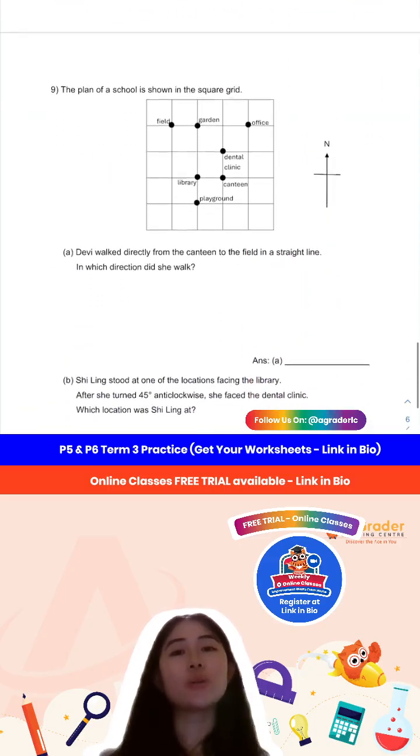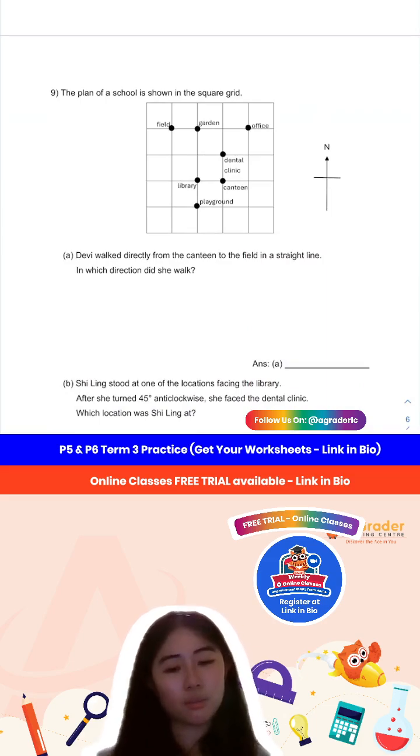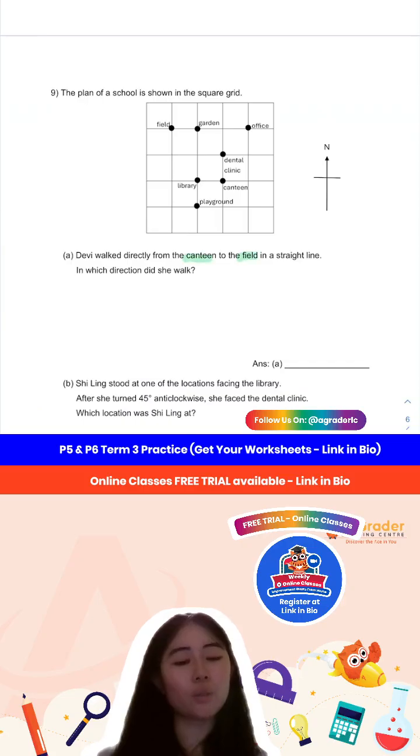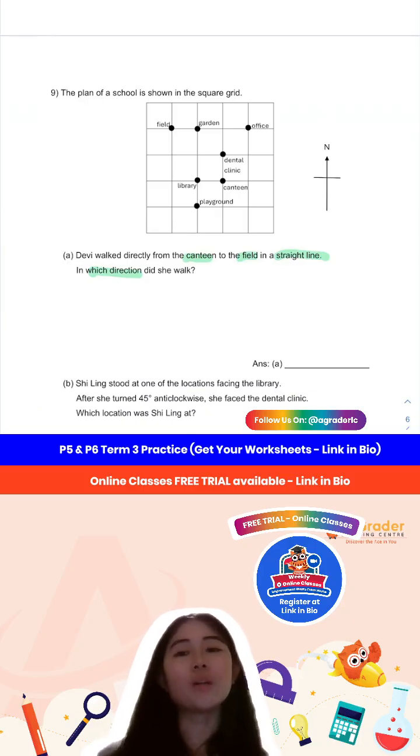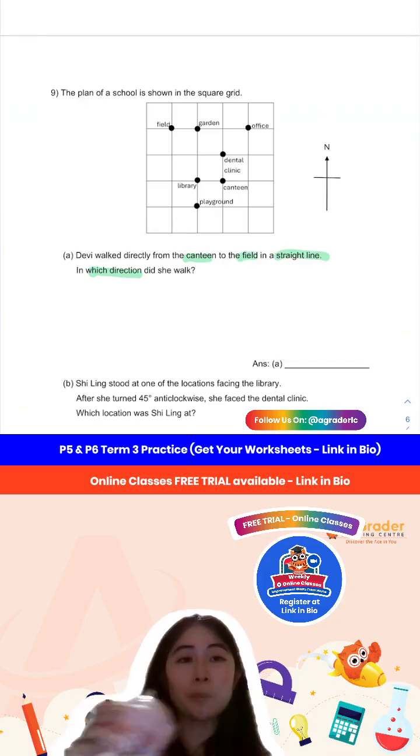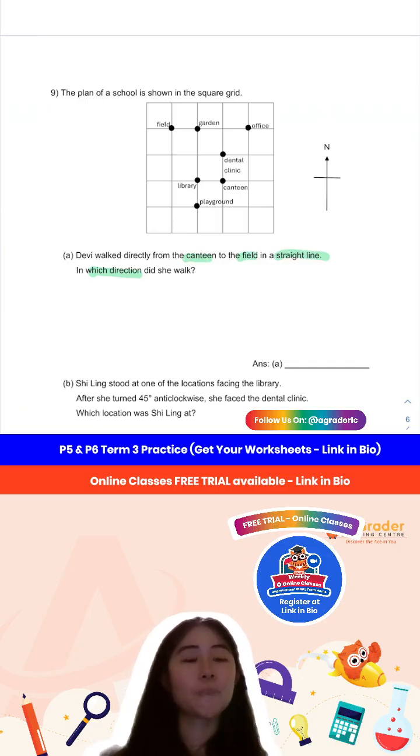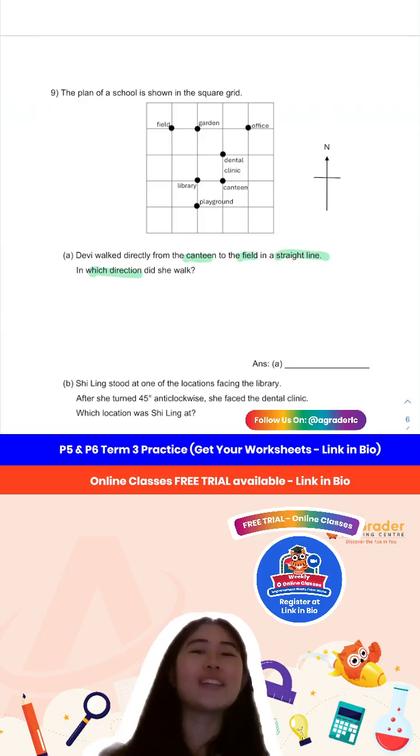Okay, so we have a geometry question here. There is a diagram, okay? So the plan of a school is shown in this diagram. Devi walked directly from the canteen to the field in a straight line. Which direction did she walk? Let me know your answers. This one is quite easy. Okay, so I'm just gonna give you 10 seconds for this, okay? You don't need more than 10 seconds to solve this.